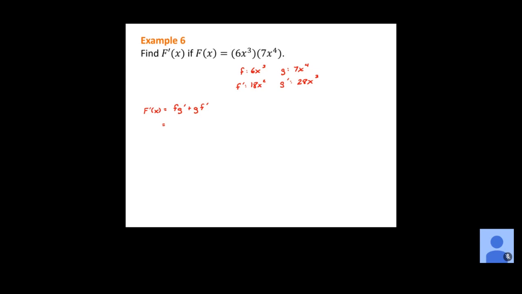Okay, so we make sure we start with the f function here. That's going to be 6x cubed times g prime, which is 28x to the third, plus, then we take our g function, 7x to the fourth, times f prime, which is 18x squared.